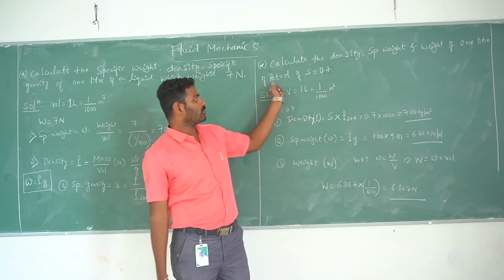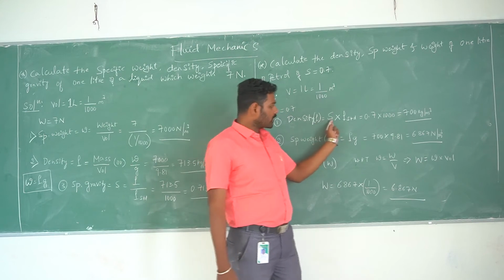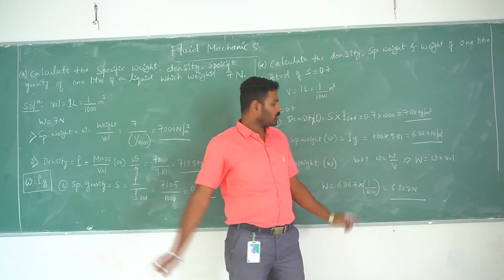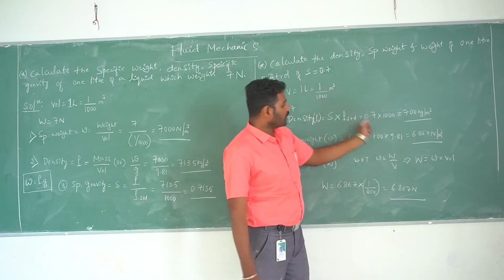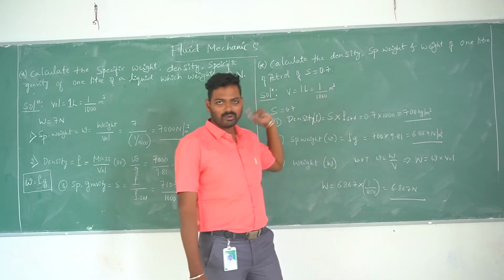So here we have to find the mass density of petrol. Then rho will be equal to specific gravity into mass density of standard fluid, just cross multiplication. That is S into 1000, where S is 0.7, so 0.7 into 1000. So 700 kg per meter cube is the mass density of petrol.